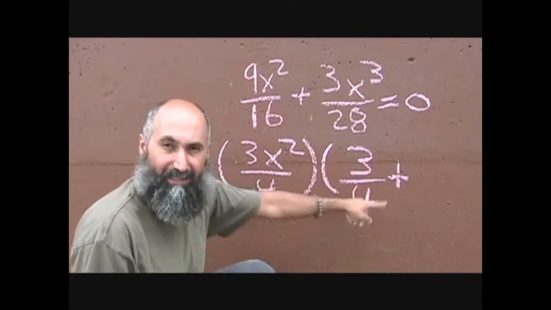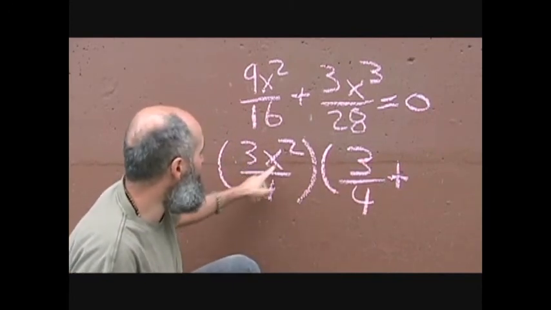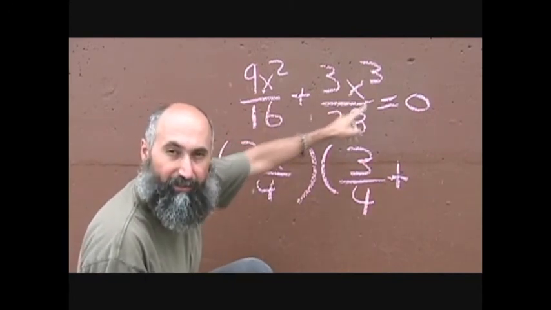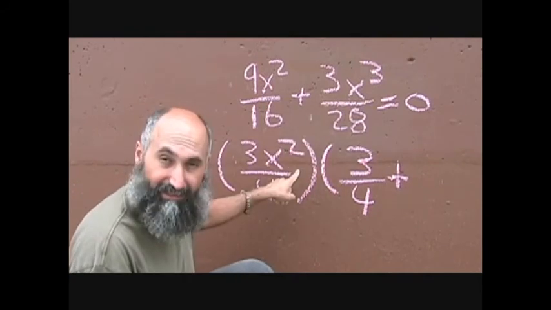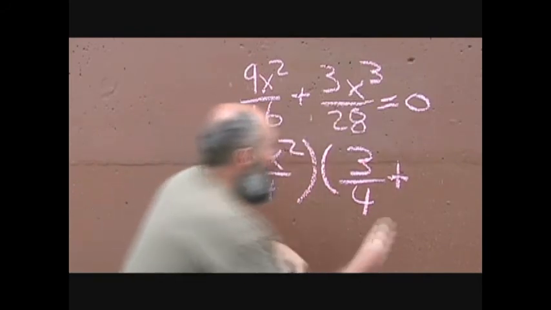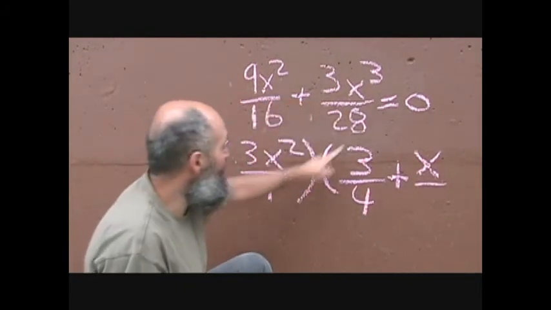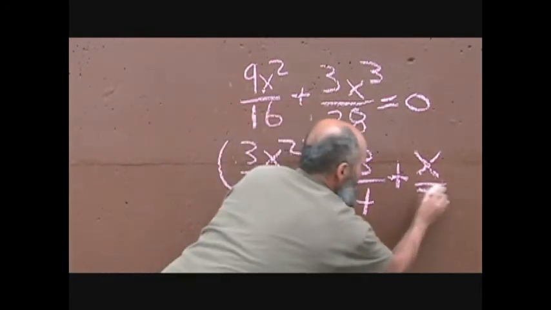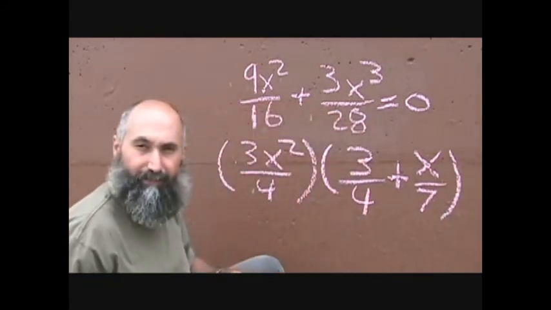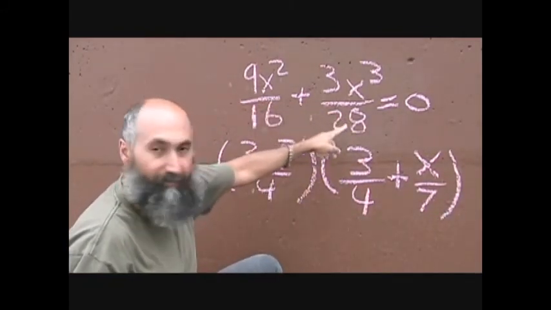You have plus. And what do you multiply 3x squared by to give you 3x cubed? Well, you need another x because this is x squared. You need x cubed, right? And what do you multiply 4 by to give you 28? That's just 7. And that is this guy factored.